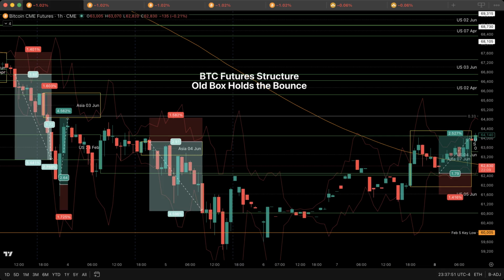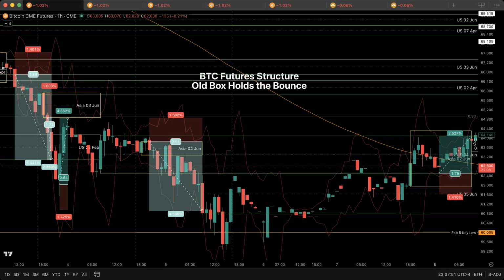April 1st weekly basis box lower boundary. March 1st weekly basis box lower boundary. February 1st weekly basis box lower boundary. Weekly 0.33. Weekly 0.25. February 5th key low. The falling trend line. The rising trend line. Those levels are not background. They are the field. When price moves near those areas, a 1-hour candle can look strong and still fail.